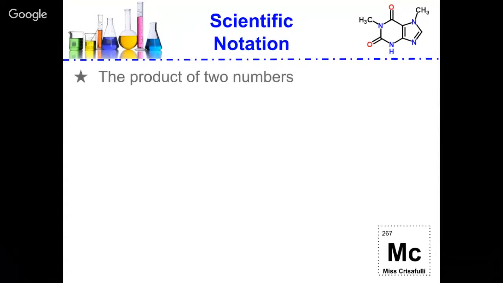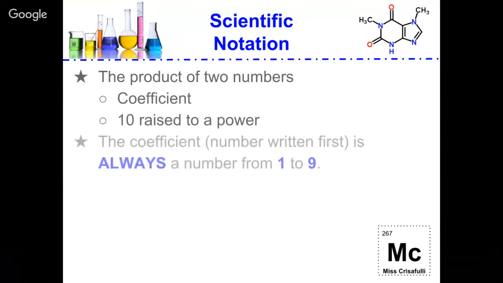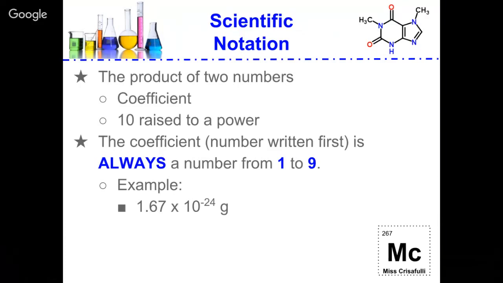Scientific notation is the product of two numbers, a coefficient and a 10 raised to a power. The coefficient is the number that's written first, and it's always a number between 1 and 9. For example, 1.67 times 10 to the minus 24th grams is written in scientific notation. The coefficient, 1.67, is a number between 1 and 9, and we have 10 raised to a power, the negative 24th power in that example.